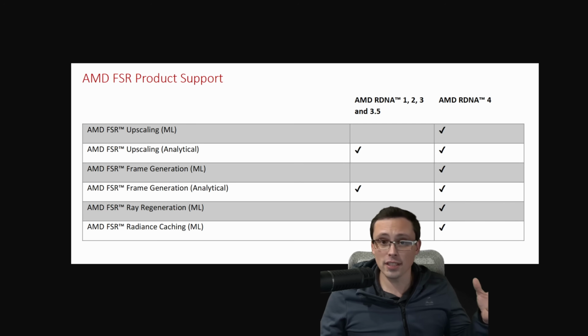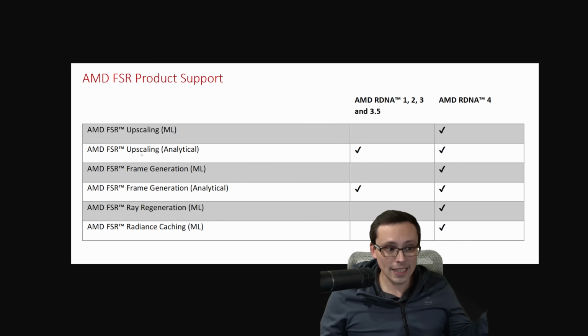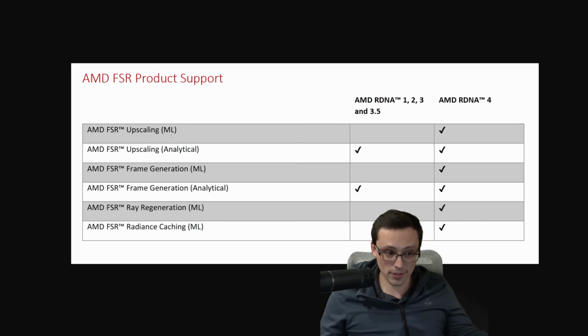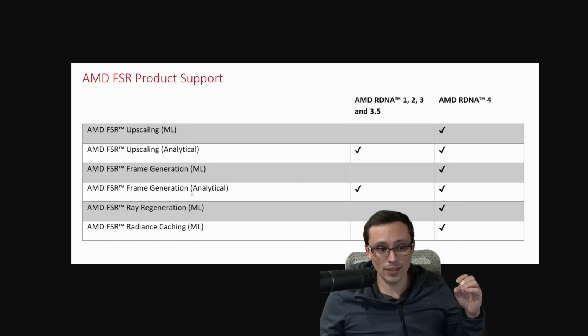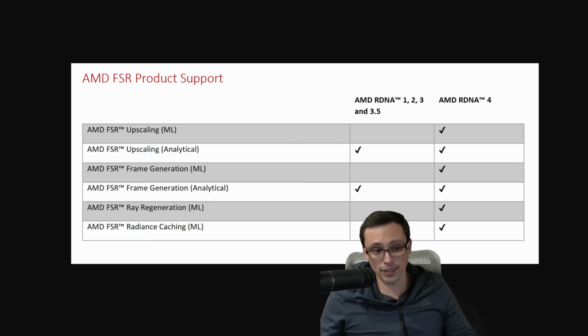The older versions of FSR that are not machine learning based, previously some version of FSR 1, 2, 3, 3.1, etc., are now branded as FSR Upscaling (analytical) to distinguish them from machine learning based. Similarly, AMD's previous frame generation is now being called FSR Frame Generation Analytical, and that is still available on all RDNA GPUs. But the frame generation that is now being introduced new today as part of FSR Redstone is FSR Frame Generation (ML), and it is exclusive to RDNA 4.